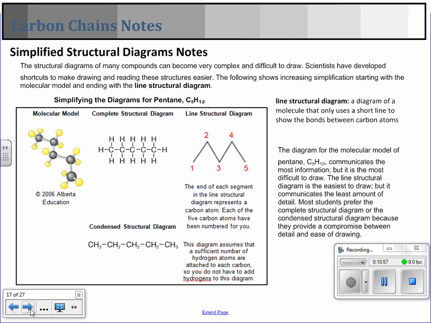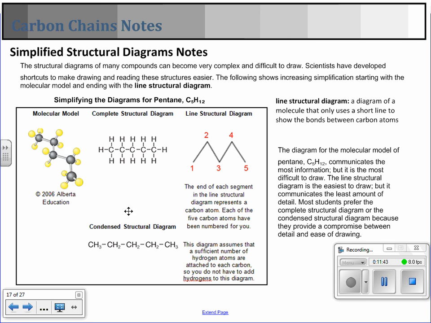So simplified structural diagrams. The structural diagrams of many compounds can become very complex and difficult to draw. Scientists have developed shortcuts to make drawing and reading these structures easier. The following shows the increased simplification starting with the molecular model and ending with the line structure diagram for pentane. So a line structure diagram is a diagram of a molecule that only uses short lines to show the bonds between the carbon atoms. The diagram for the molecular model of pentane communicates the most information, right here, but it is the most difficult to draw. The line structure diagram is easier to draw, but it communicates the least amount of detail.